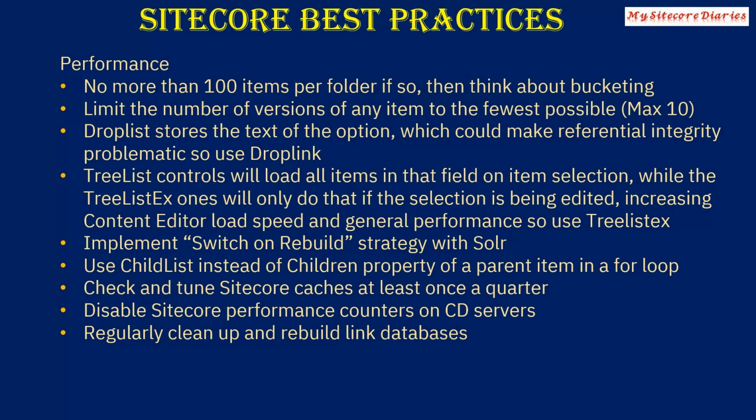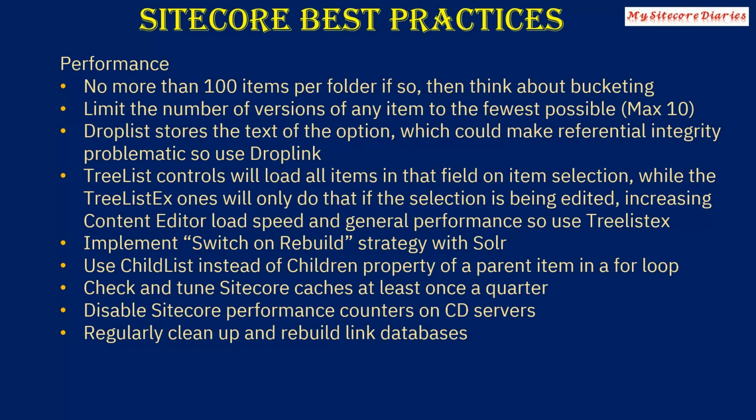The second thing is to limit the number of versions of any item to the fewest possible. Content editors might be creating a new version for every edit, so make sure the number of versions is as low as possible. Sitecore recommends a maximum of 10, but try to keep it as low as possible.